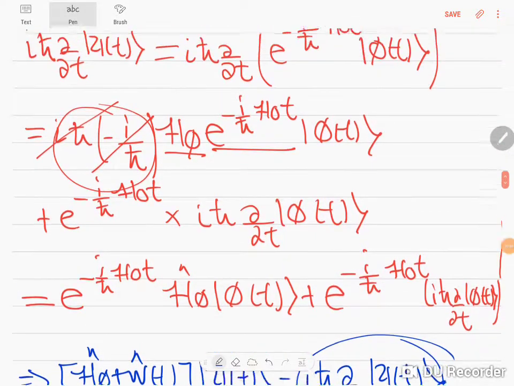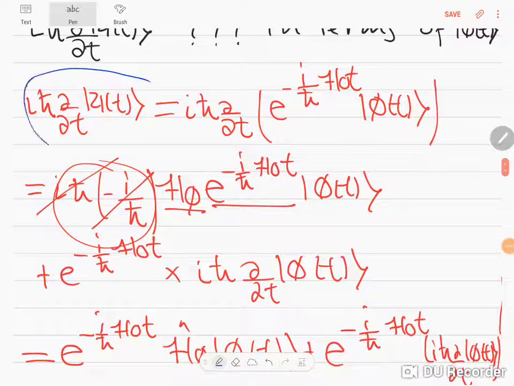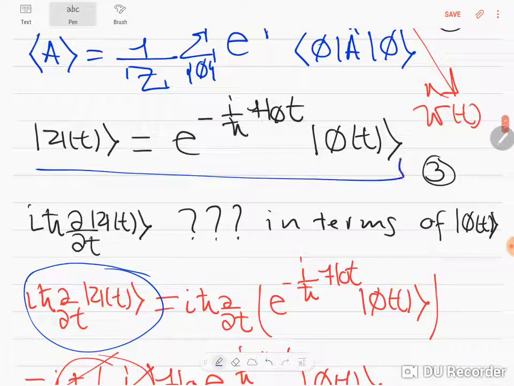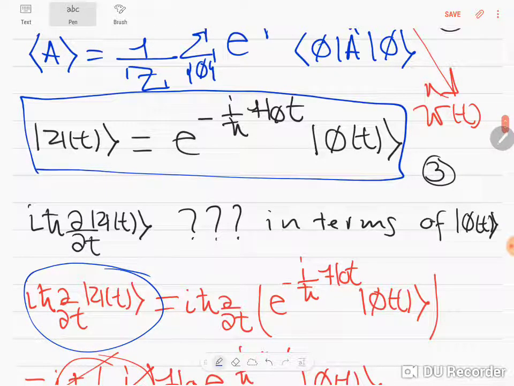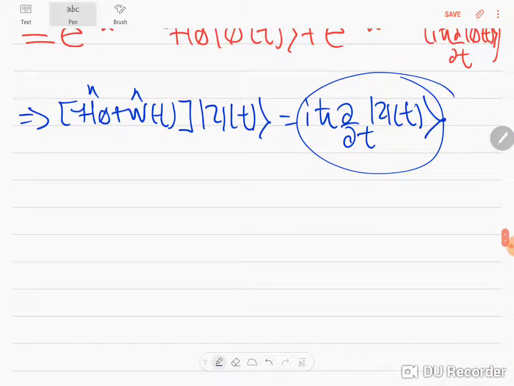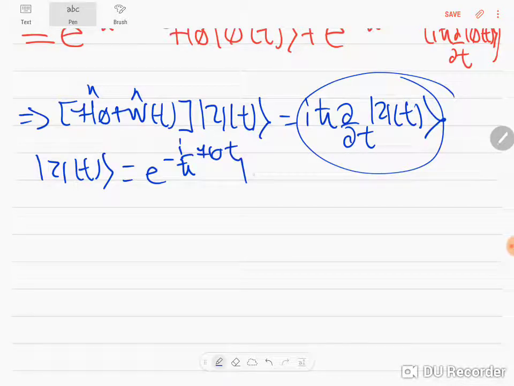Let's see, what is it? Yeah, we calculated that in red, so we replace that, and as well of course we replace the ansatz for our state, which is this one. That's what we have to more or less remember. So let's write it down here: |ψ(t)⟩ is equal to e^(-i/ħ H0 t) times |φ(t)⟩.